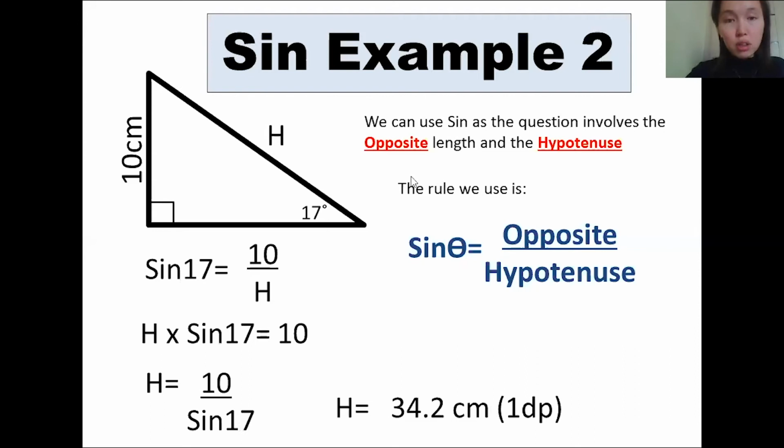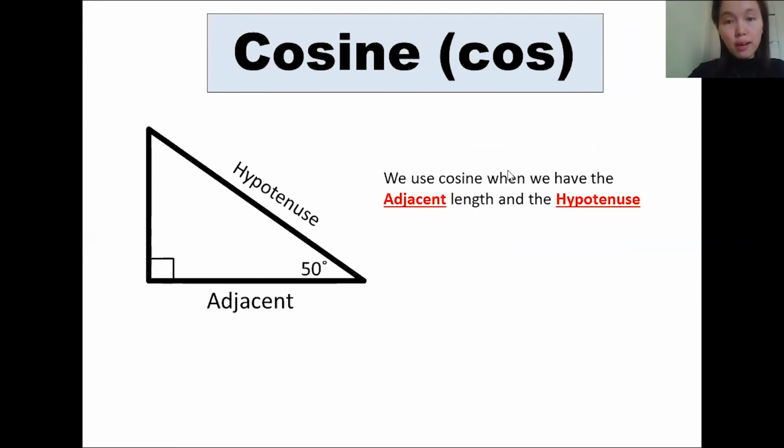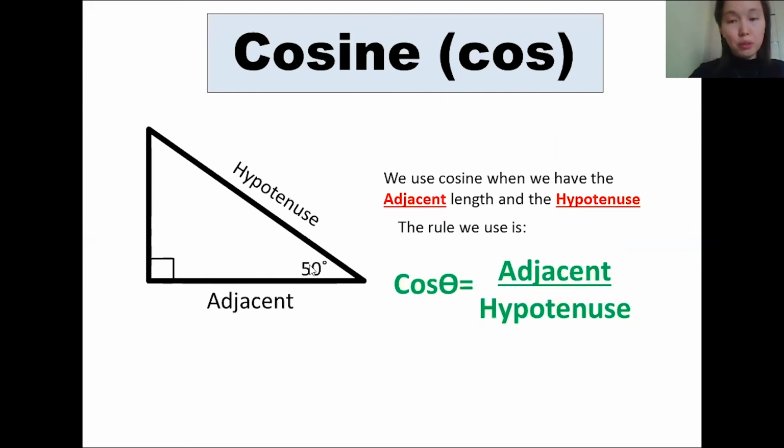Let's continue. The second main function is the cosine function, and we have the cosine rule. We use cosine when we have the adjacent side and the hypotenuse, and we can measure the degree of the angle between them. So cosine theta will be equal to adjacent side over hypotenuse.